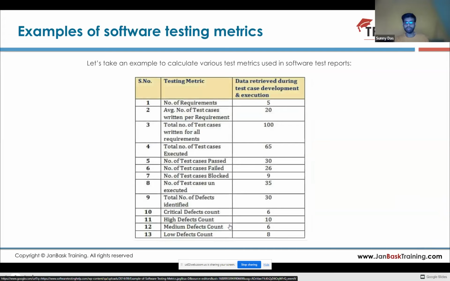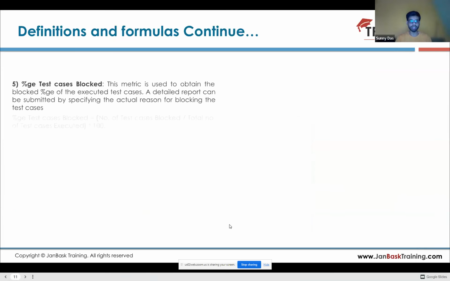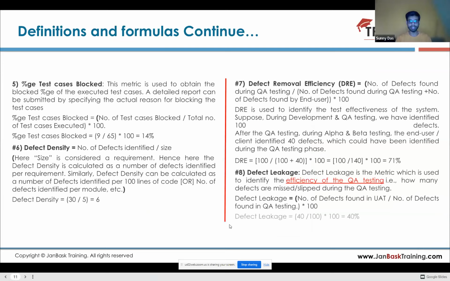Okay, so next we'll see some of the different test metrics. That is pretty easy. I mean, we have already discussed this. We'll just go through this and see if you have any query. Then we have some of the formulas, where we'll see how these different test metrics get generated.